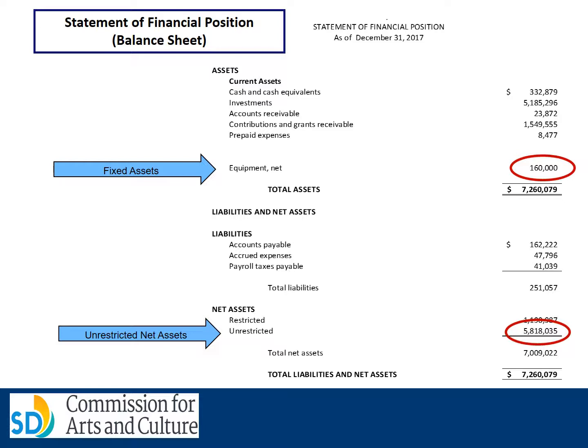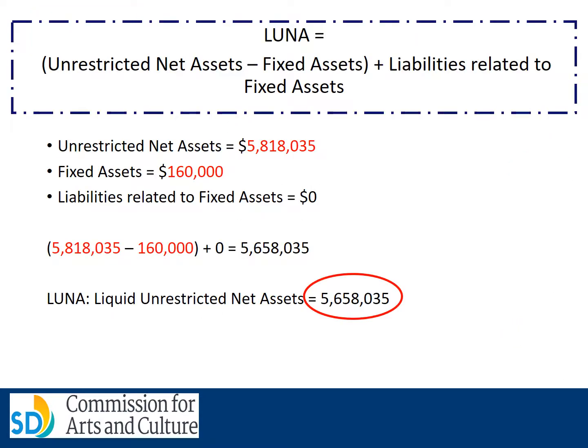Step 3, we will complete the calculation for Luna. Now that we have established our variable numbers, we plug those into the equation. Unrestricted net assets, 5.8 million, fixed assets, 160,000, liabilities related to fixed assets, 0, as we have none. This results in the calculation of 5.6 million.